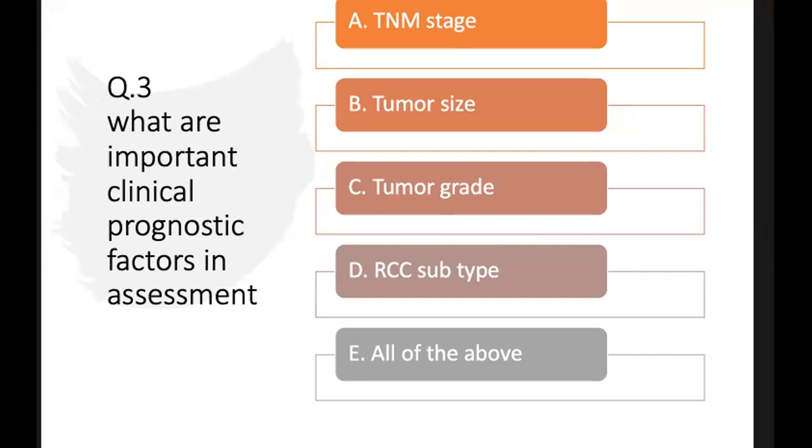So wonderful. I think almost all of you are getting involved in the polls now, and I expect you to continue with the trend and keep voting. So I end the poll now with 80%, the vast majority of you think that it is all of the above, and I agree that this is the correct answer, that all of the above are important in the prognosis of a patient with RCC.